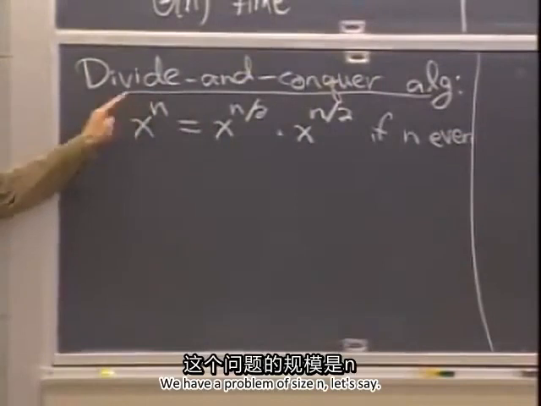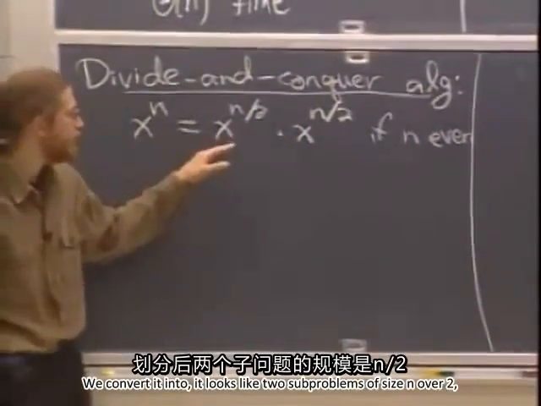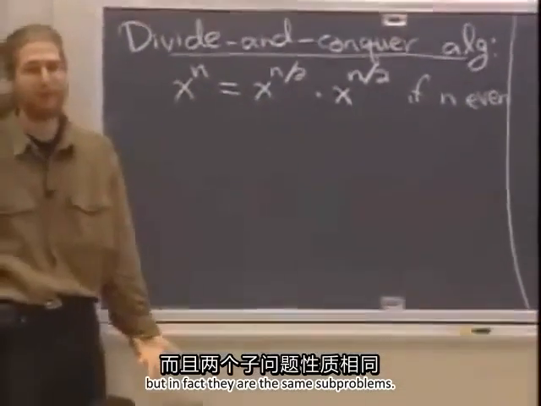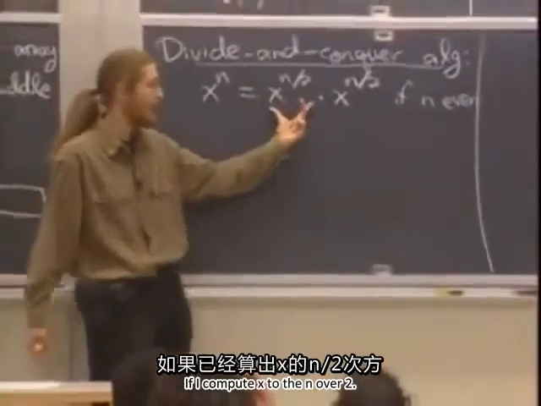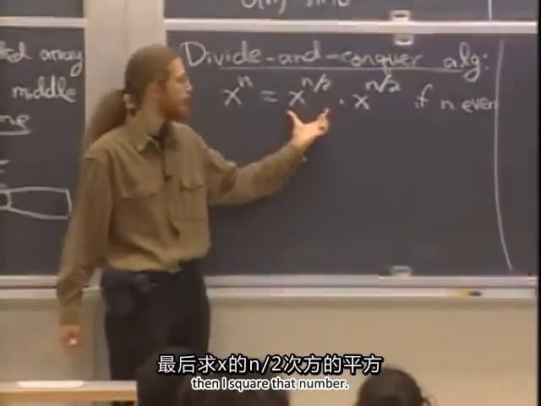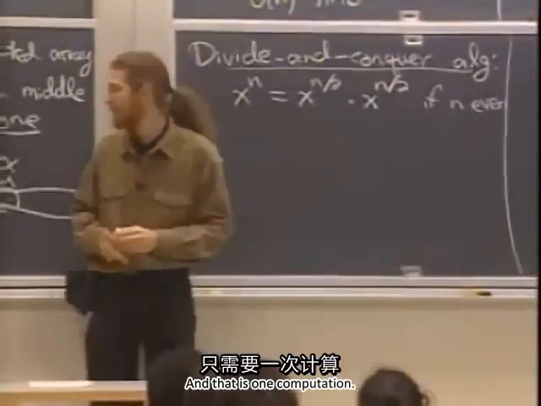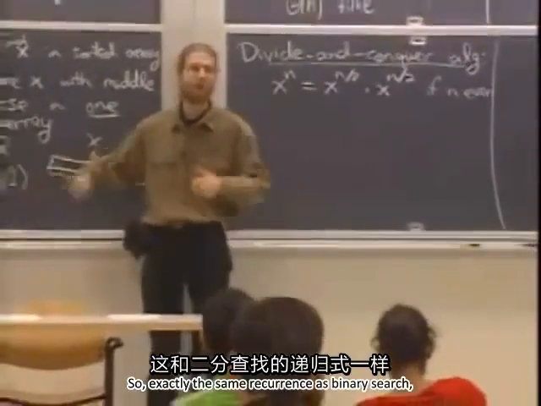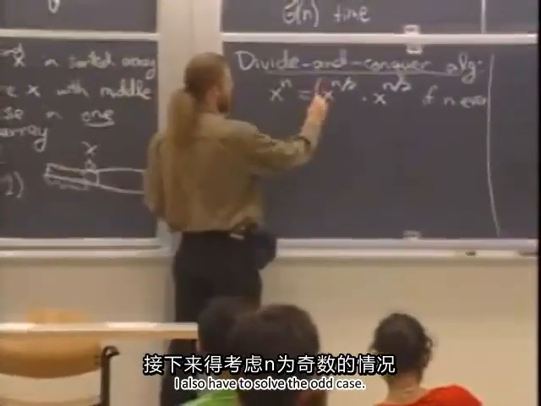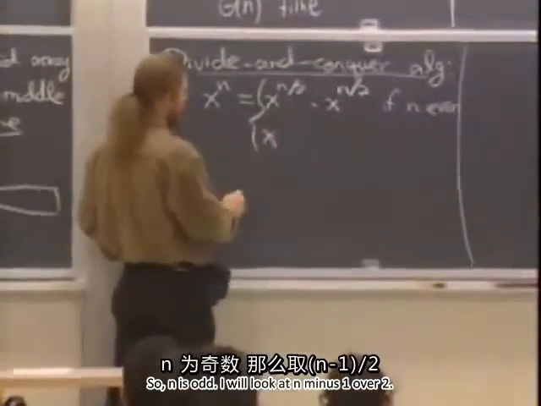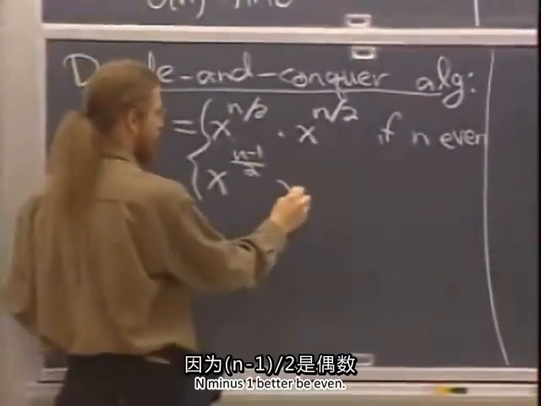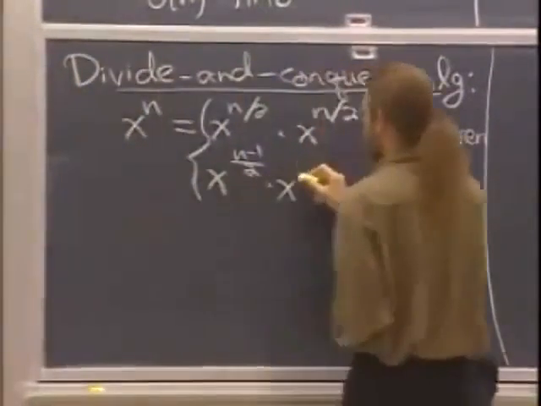We have a problem of size n. We convert it into what looks like two subproblems of size n over 2. But in fact, they are the same subproblem, so I only have to solve one of them. If I compute x to the n over 2, then I know x to the n over 2. So there's one recursive call to a problem of size n over 2. Then I square that number, and that's one computation. So exactly the same recurrence as binary search, log n time, much better than n. Cool. Okay, I also have to solve the odd case. So n is odd. I'll look at n minus 1 over 2. That's n minus 1, which had better be even.